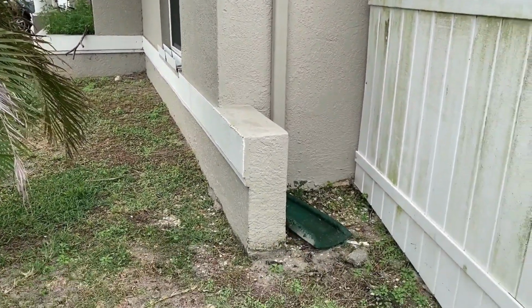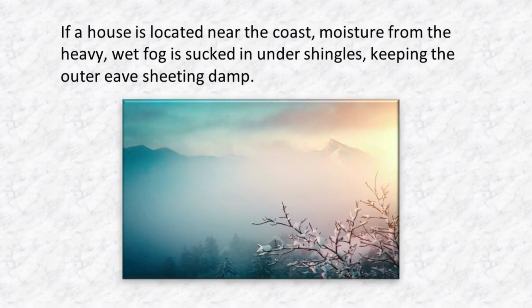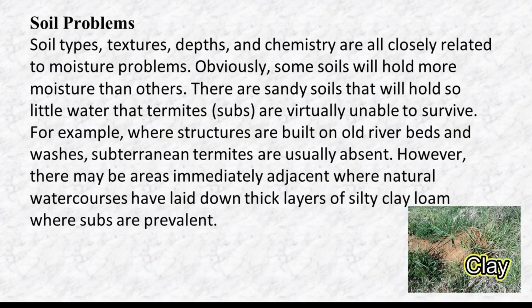If a house is located near the coast, moisture from the heavy, wet fog is sucked under shingles, keeping the outer eave sheeting damp. Soil problems. Soil types, textures, depths, and chemistry are all closely related to moisture problems. Obviously, some soils will hold more moisture than others.